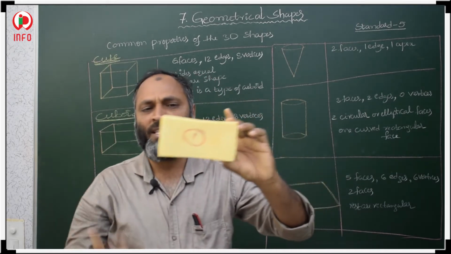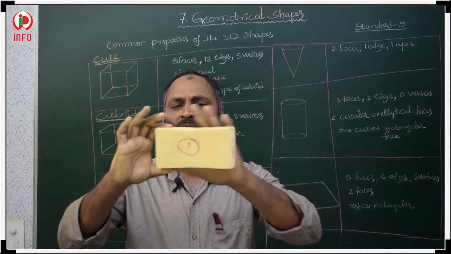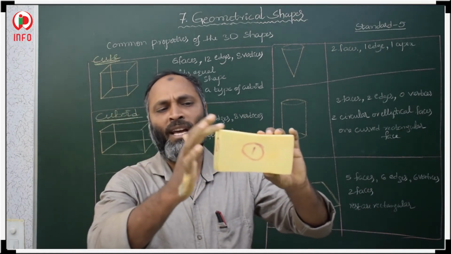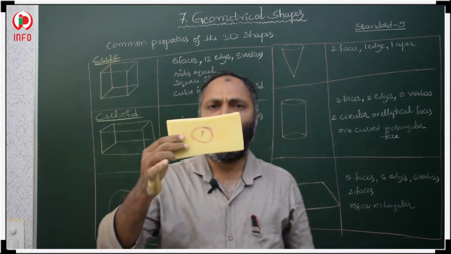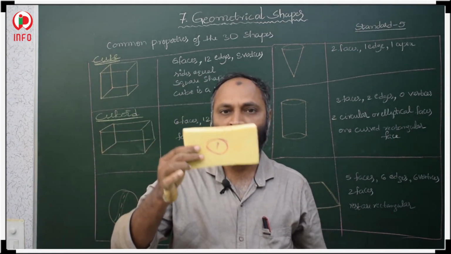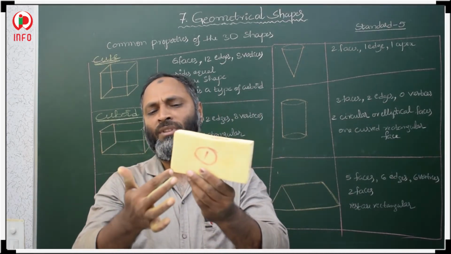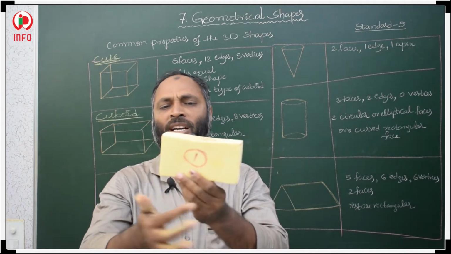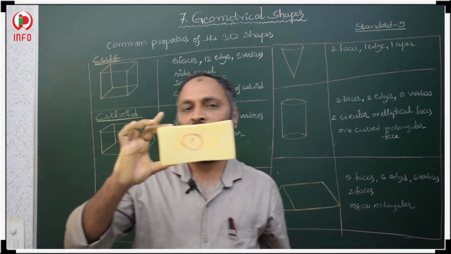Then how many edges? 1, 2, 3, 4. Front side 4, back side 4. 4 plus 4, 8, 9, 10, 11, 12. 12 edges. Then how many vertices? 1, 2, 3, 4. 4 front side, back side 4. 4 plus 4, 8 vertices.